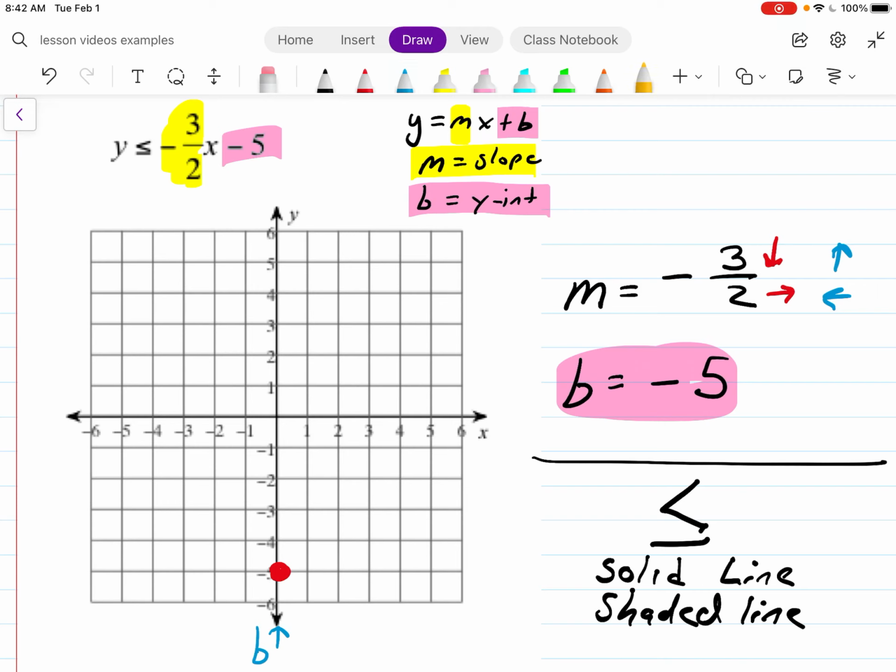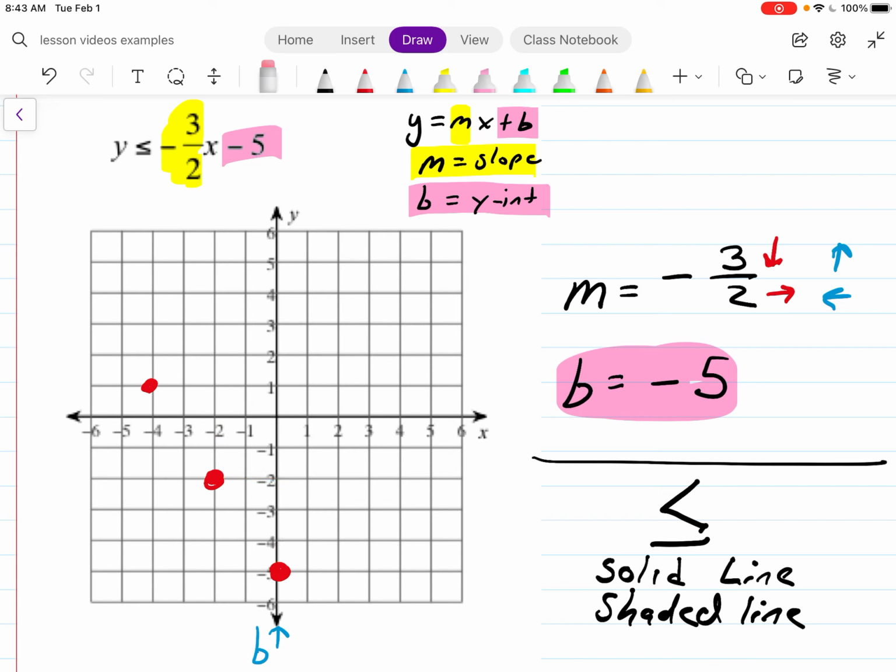So we're going to go up 3 because you want to do the rise first. 1, 2, 3, and left 2. 1, 2. And there is our second point. And we could continue that all the way through. Up 3, 1, 2, 3, left 2, 1, 2. And you will be able to see that the line is already showing itself throughout the graph following the slope. So again, our slope, we went up 3, left 2 because we could not go down 3, right 2. You just do the opposite of both.